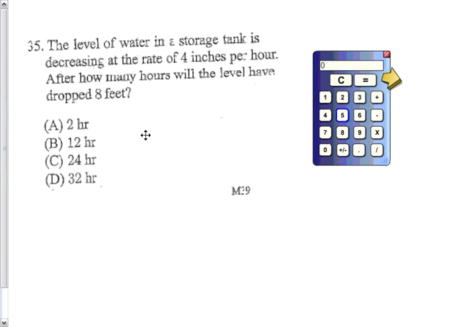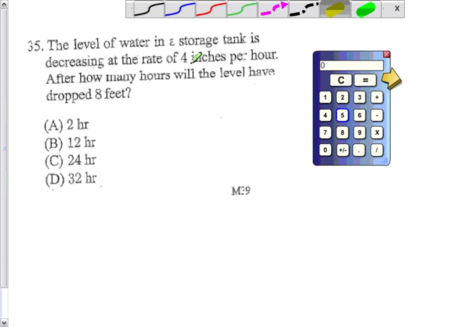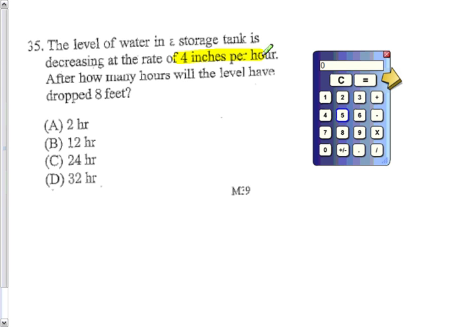Question 35. We've got a ratio type problem here. The level of water in a storage tank is decreasing at the rate of 4 inches per hour. After how many hours will the level have dropped 2 feet? All right. Now, what we talked about on some of the earlier questions, we have 4 inches per hour, and how many will it drop?